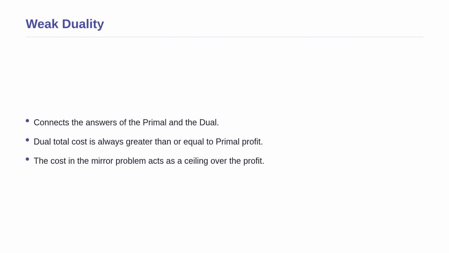Weak duality states that for any valid solution you find for a maximizing primal and any valid solution you find for a minimizing dual, the dual's total cost will always be greater than or equal to the primal's total profit. In simple terms, the cost in the mirror problem acts as a ceiling or a roof over the profit in the original problem. You can never make more profit than that ceiling.